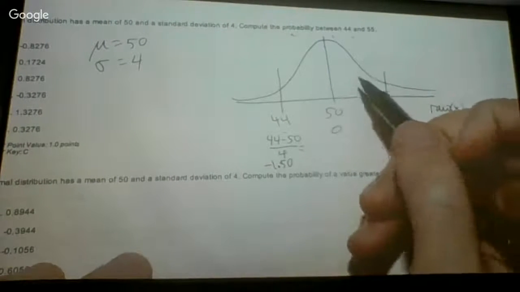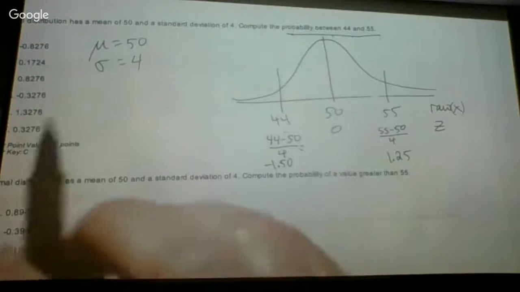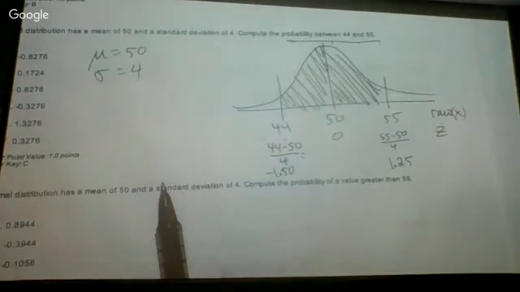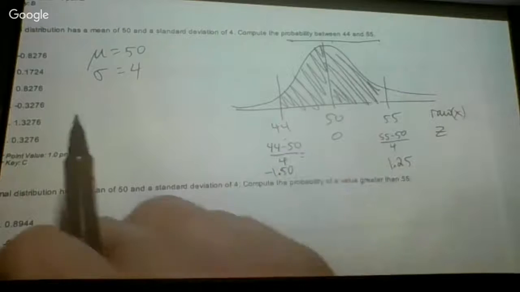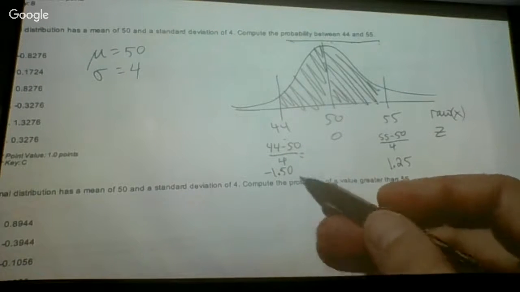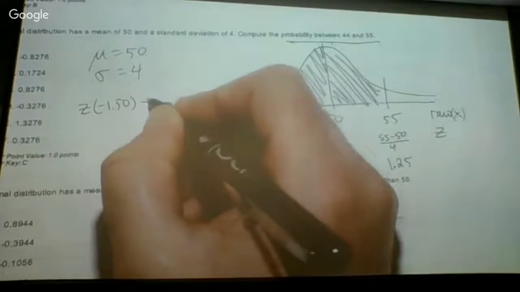So in order to answer the question, the probability between 44 and 55, I have to get this area and this area and do something with those two areas. What mathematical operation do I need to use, Megan? Yeah, addition. Good old add. Nothing beats add. It's like rock, paper, scissors. Nothing beats add.